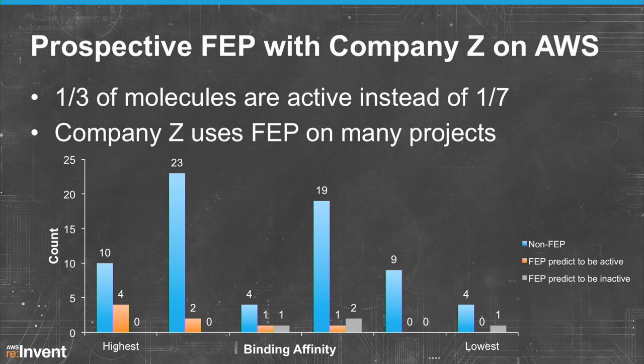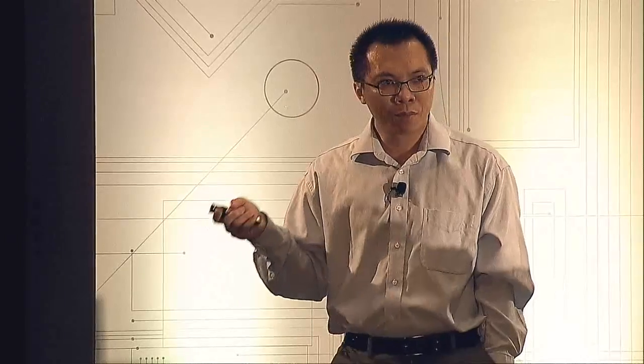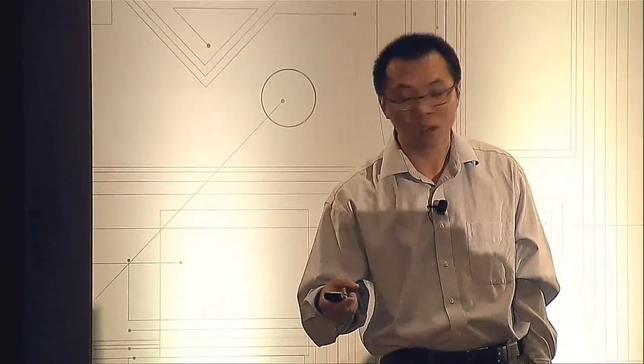And this is actually a live project with a company, Zig. The blue bar you see here is the time they used the best technology they have, no FEP. 1 out of 7 of the compounds they proposed were active. And the orange bar shows we made 8 total predictions. 4 out of the 8 are the most active compounds. And the gray bar here is the compounds that FEP predicted were not active at all, but they went ahead and made them because some of the chemistry is simple. Those all turned out to be really bad.